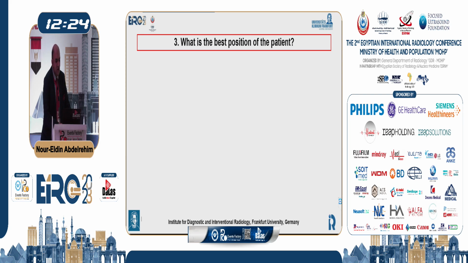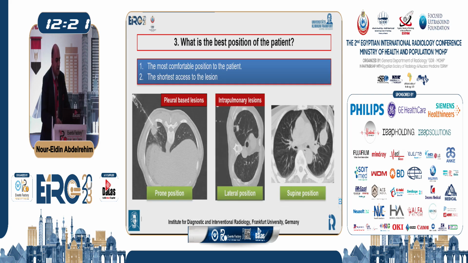So what is the best position of the patient? The best position is the most comfortable position for the patient. Your patient should be lying on the CT table, very quiet. This position is guided by the accessibility of the lesion. The shortest access to the lesion is the most important factor and defines the best position for the patient. As you can see here, we have three patients. The left one is prone because the access to the lesion is shortest this way. For the intrapulmonary lesion, the patient cannot lie prone, so we go in lateral position. Otherwise, if the patient is lying supine, this is the most comfortable for most patients.